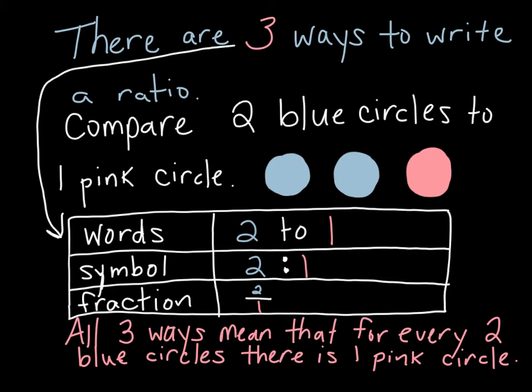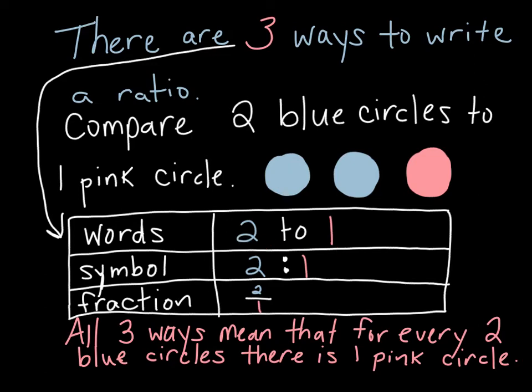There are at least 3 different ways that you can write a ratio correctly. So if we were trying to do a comparison here, and they ask us to compare 2 blue circles to 1 pink circle right here, we can write it in words and it would look like this: 2 to 1, 2 being the word there, T-O. Sometimes you'll see it other ways, like for every 2 blue circles there is 1 pink circle, or 2 blue circles per pink circle. So there are some other phrases we can use in words, but this is one of the most common ones.